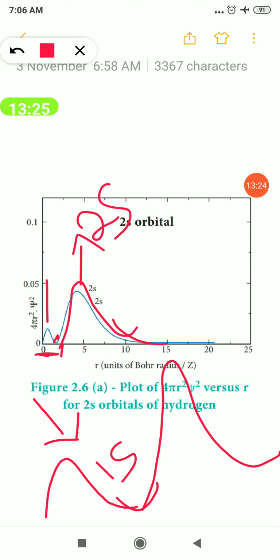Okay? So what is a node? The place where the probability of finding the electron is 0. That is called a node. Okay? So what is a node? The place where the probability of finding the electron is 0. So for the 2s orbital, how many nodes are there? Only one node. This is that node. Here there will be no electron. Okay?